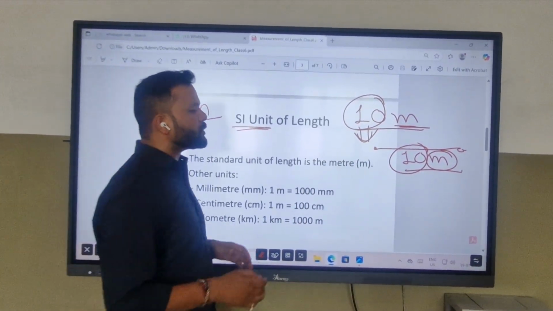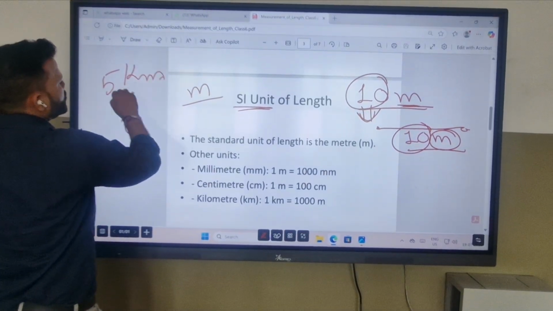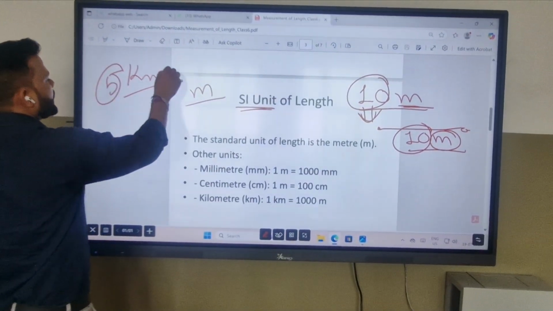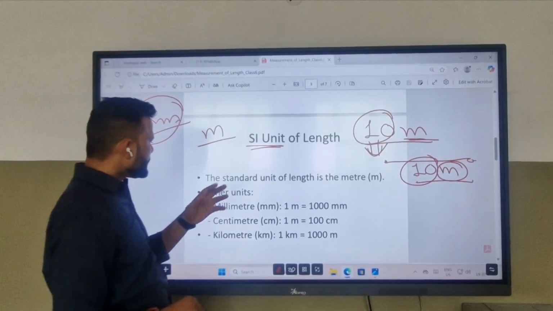If next time you see a quantity written like 5 km, so the distance between 2 points will be 5, and in which unit is it measured? It is measured in the kilometer.